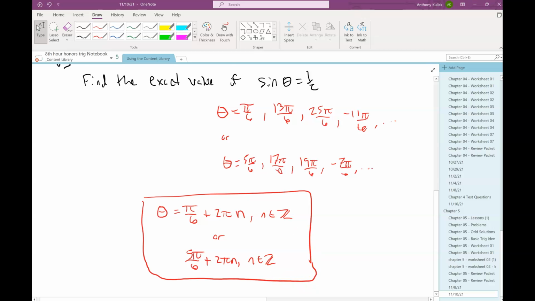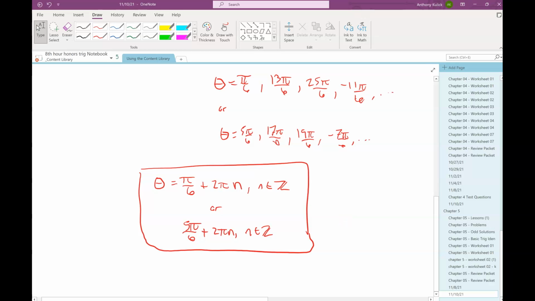I have 2 fundamental answers, pi over 6 and 5 pi over 6. And then I have everything coterminal to those ones. That's the way we'll write that. Which is much better than trying to list infinitely many angles, because you'd be at that a while. Is everybody okay with that idea? Okay.